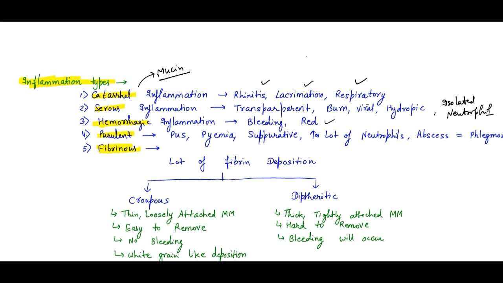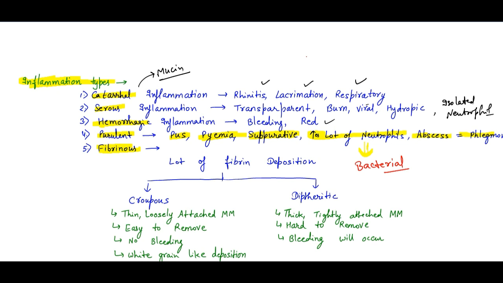Purulent inflammation we will find when there is pus. Remember pus, pyemia, suppurative, increased load of neutrophils, abscess, phlegm. And the increased load of neutrophils is seen in bacterial infections. So if there is pus, pyemia, suppurative, increased load of neutrophils, abscess, and phlegm, then it will be purulent inflammation. The next is fibrinous inflammation.